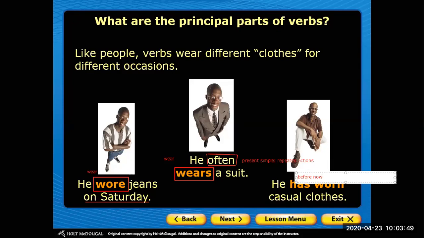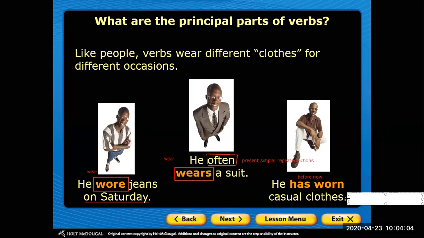What am I talking about here? I'm talking about before now. So he has worn casual clothes before now, or before. We can also say before. So we can tag this sentence with the word before. All right. But when exactly? We didn't specify when exactly. But we said he has worn these clothes before now, and that's it.